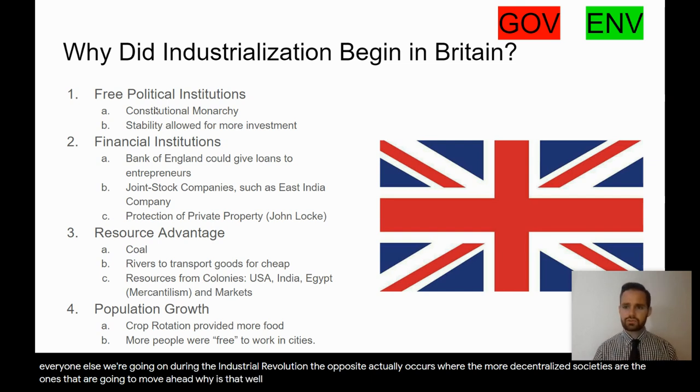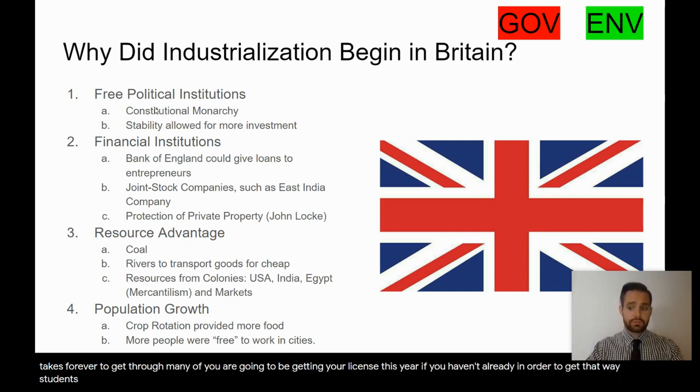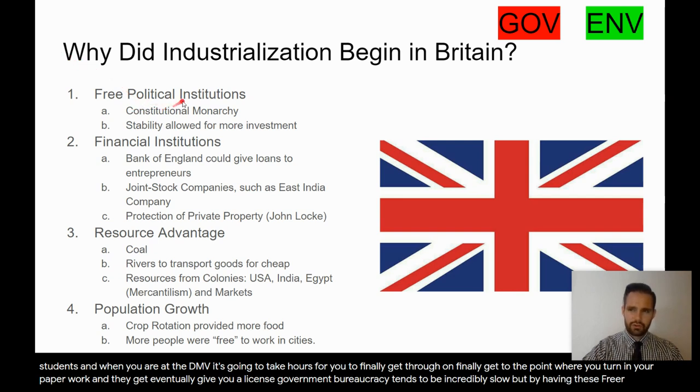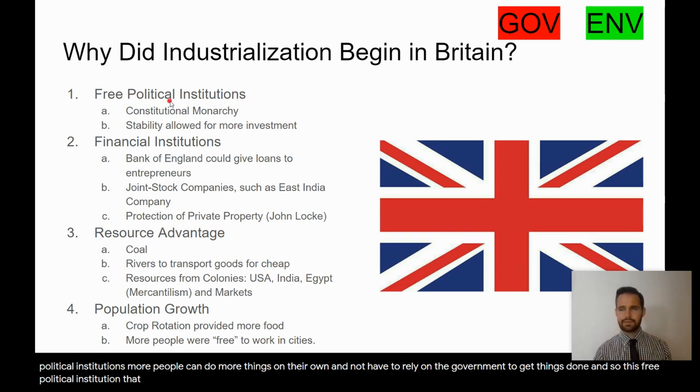Why is that? Well, big centralized societies had big centralized governmental bureaucracy, which takes forever to get through. Many of you are going to be getting your license this year, if you haven't already. In order to get that license, you have to go down to the DMV. And when you are at the DMV, it's going to take hours for you to finally get to the point where you turn in your paperwork and they eventually give you a license. Government bureaucracy tends to be incredibly slow, but by having these freer political institutions, more people can do more things on their own and not have to rely on the government to get things done. And so this free political institution that existed in Britain made it much more likely for individuals to actually do things to improve society instead of waiting around for the government to do things for them.